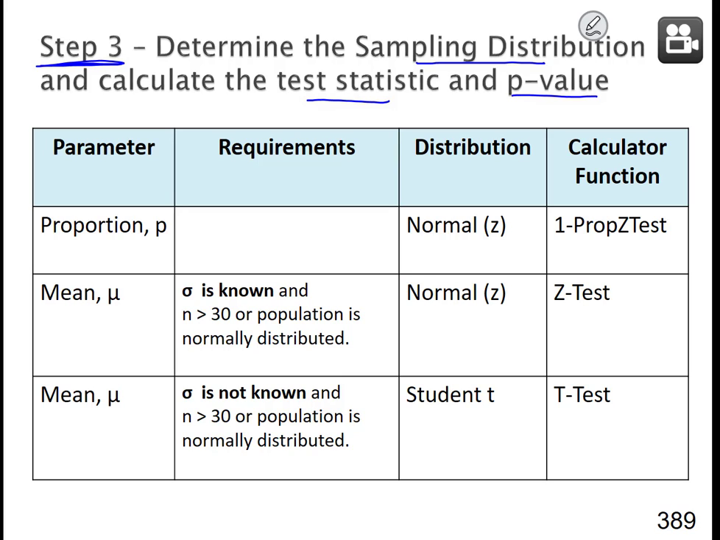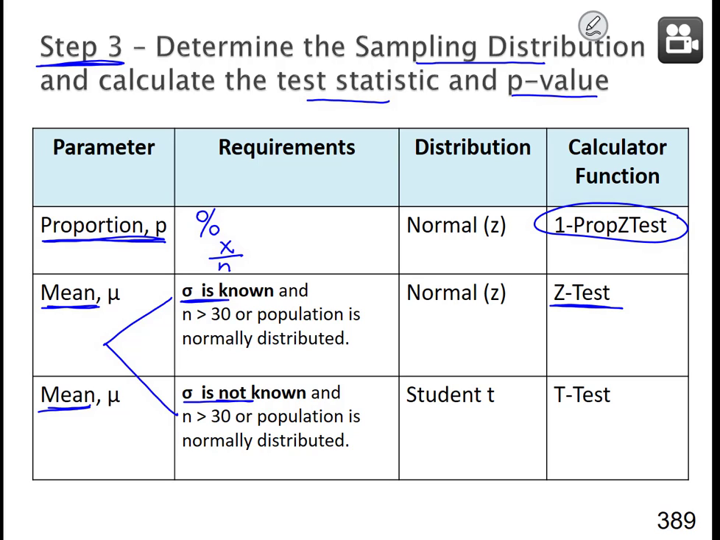Just like back in chapter 7, you have 3 options. We are talking about proportions, which is the p, and if that's the case, there will either be a percent or a part out of the whole, and that tells you you're going to use one prop z. There's no choices, done. If your problem has a mu, or the mean, then you get to choose whether it's z or t, and it's the same rule again as confidence intervals. If you know the sigma, you choose the z. If you don't know the sigma, then you choose the t.